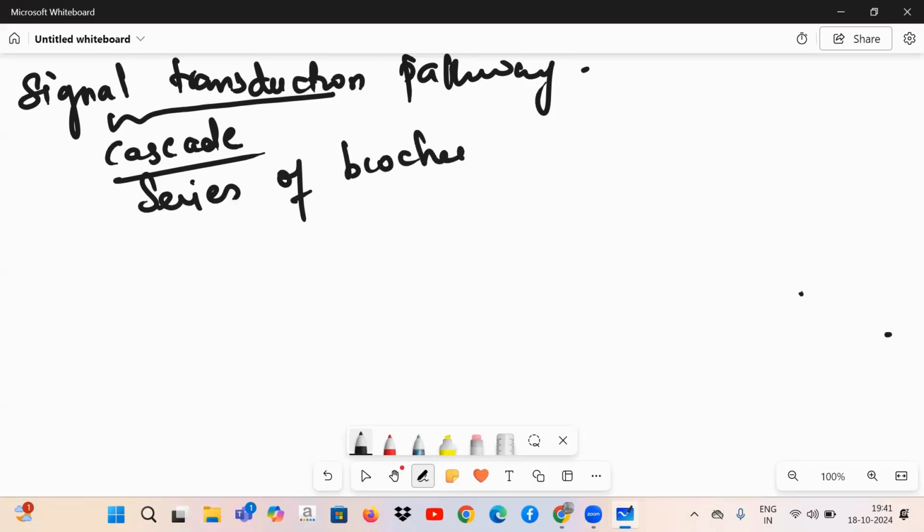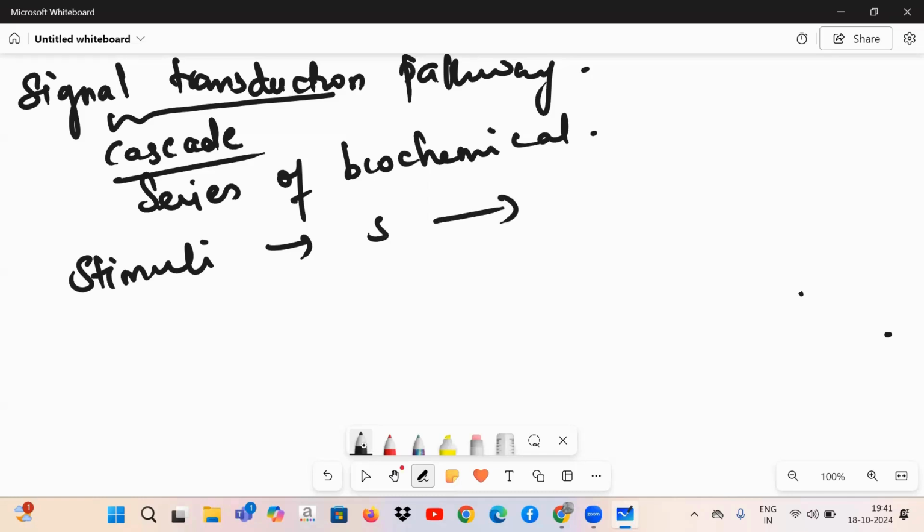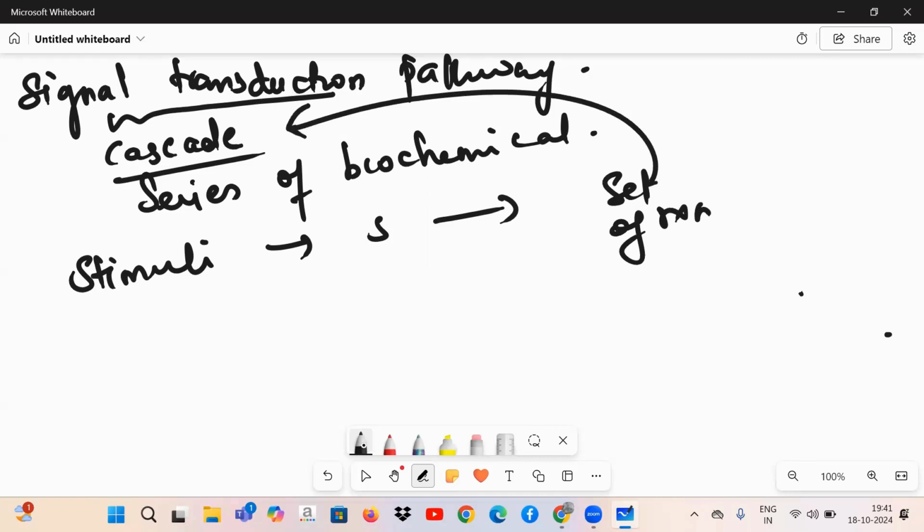So when does this reaction happen? This reaction happens in response to some stimuli. When there is a stimulus, signaling molecules are released, which bind to the receptor either inside or outside, and it leads to a set of reactions, which I call the transduction cascade. So what are the different steps? Basically, what all should happen?